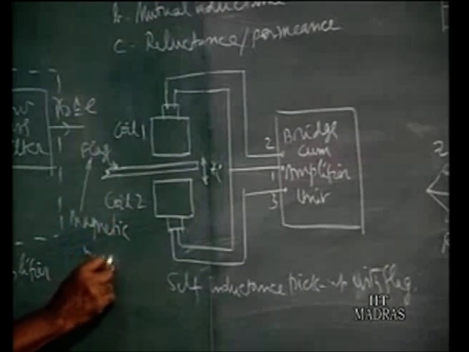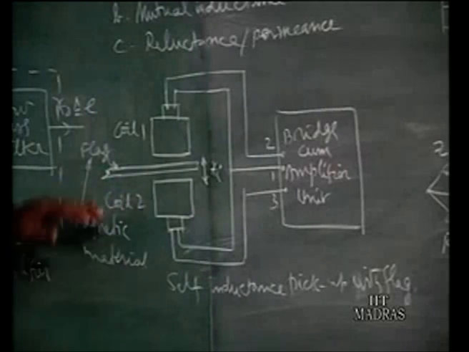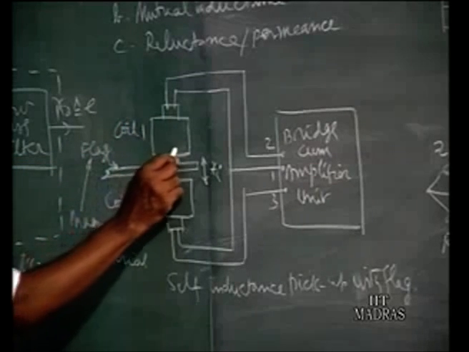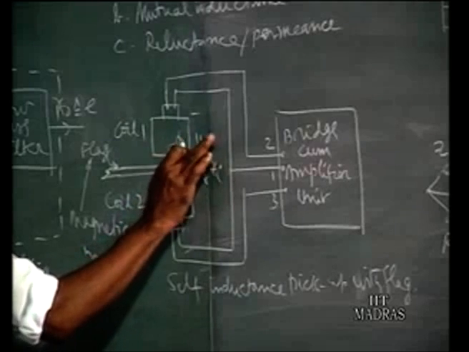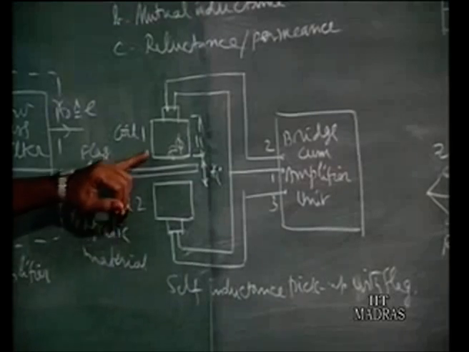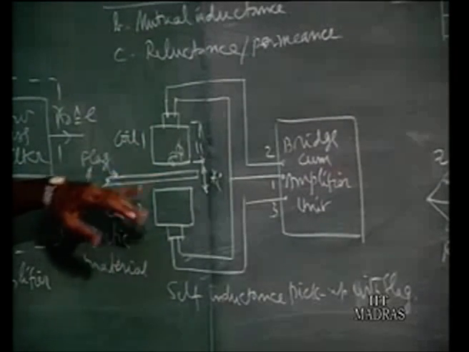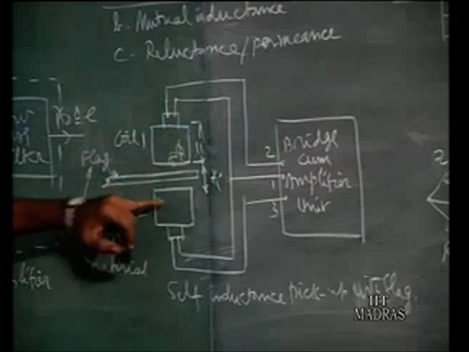The flag is made up of magnetic material. When the flag is at the middle of these two coils, for example, one coil may be 8 mm diameter and say 11 mm length, a typical inductance coil. Two such coils are arranged with the flag in between. When the flag is at the middle position, the inductance of these two coils will be the same.